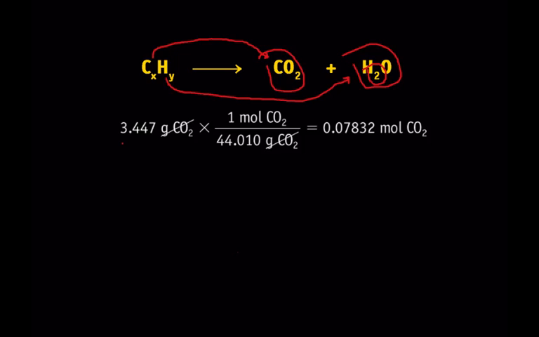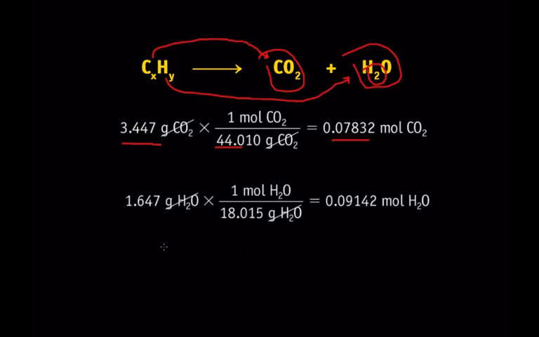Well, you knew in your experiment that you found 3.447 grams of CO2. You know its molar mass, 44.01. So the number of moles of CO2 is 0.07832 moles of carbon dioxide. Now remember that all of those carbon dioxides carried away a carbon from the original compound. So we're getting close to the information we need.